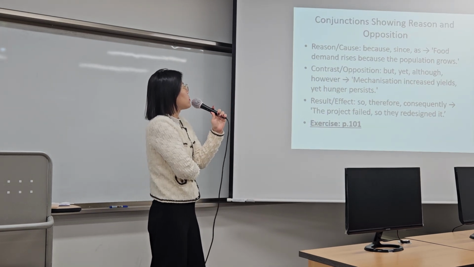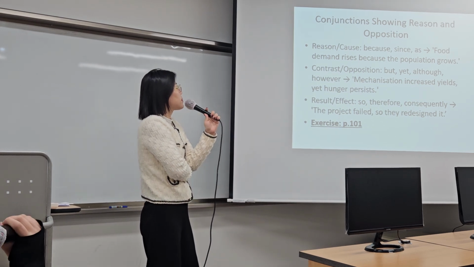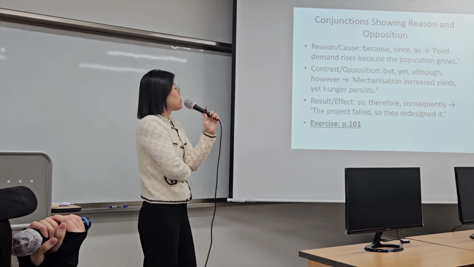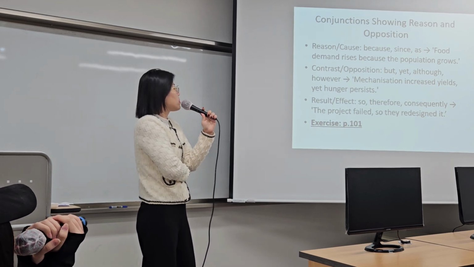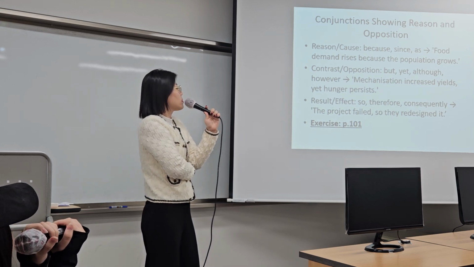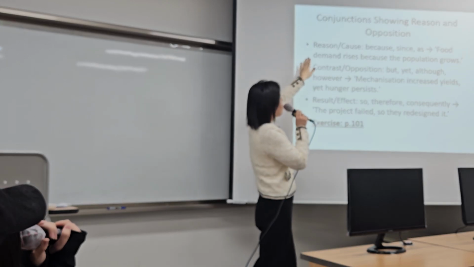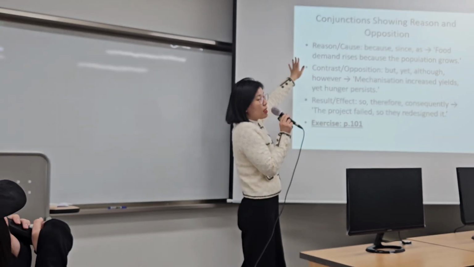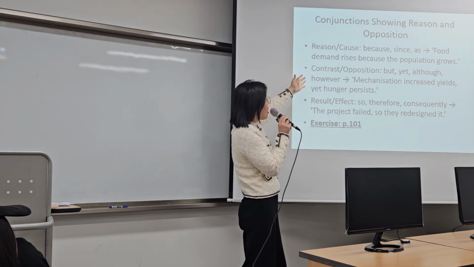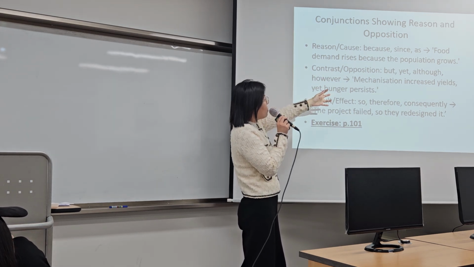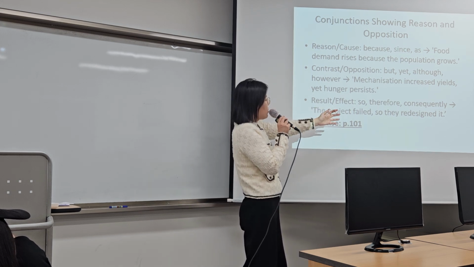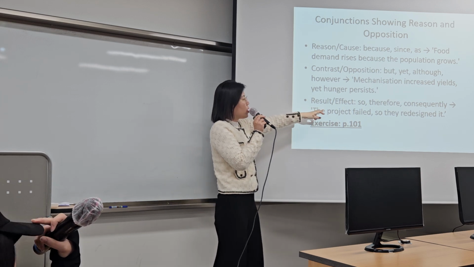Conjunctions showing reason, opposition. Reason: because, since, as. Food demand rises because population grows. Contrast or opposition: but, yet, although, however. Mechanization increased wealth, yet hunger persists. Results or effects: so, therefore, consequently. The project failed, so they resigned. Right, so because, since, as are used for explaining the reason or cause. You can use but, yet, although to show contrast or opposition. So, therefore, consequently illustrate results or effects.